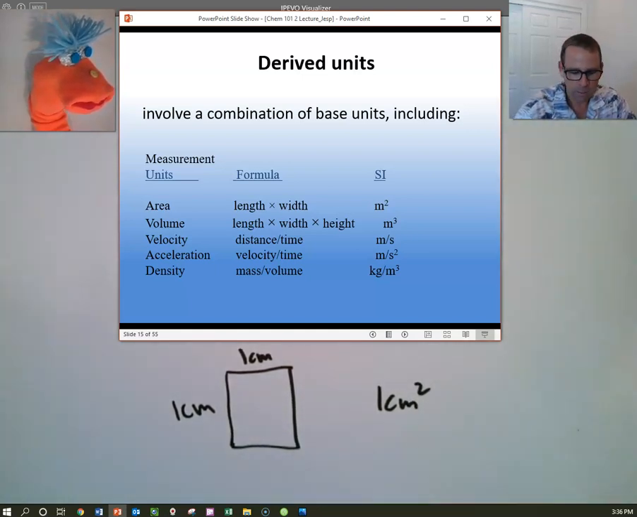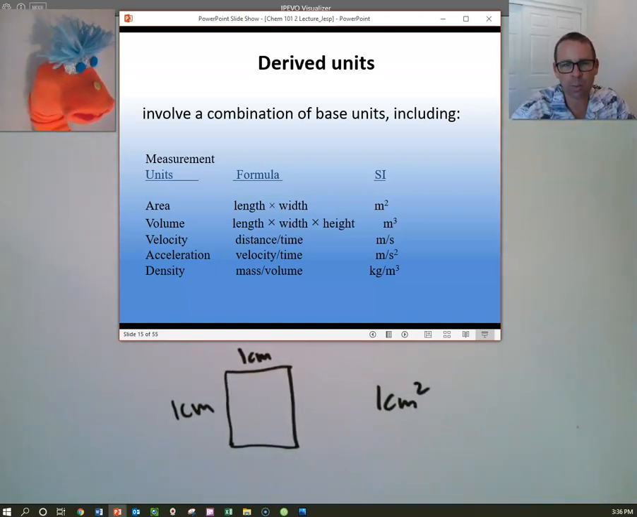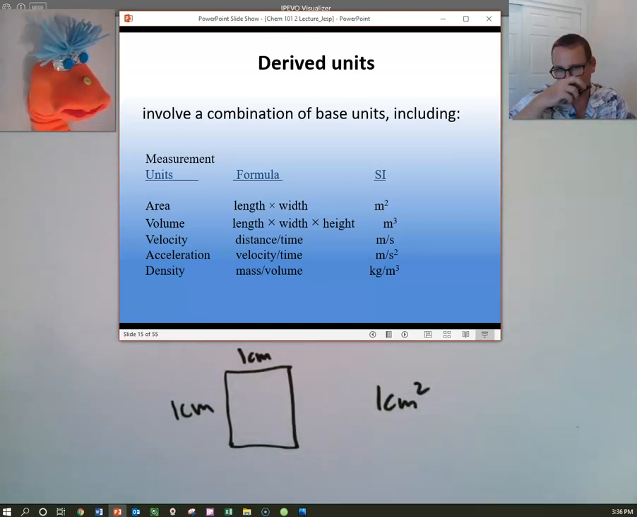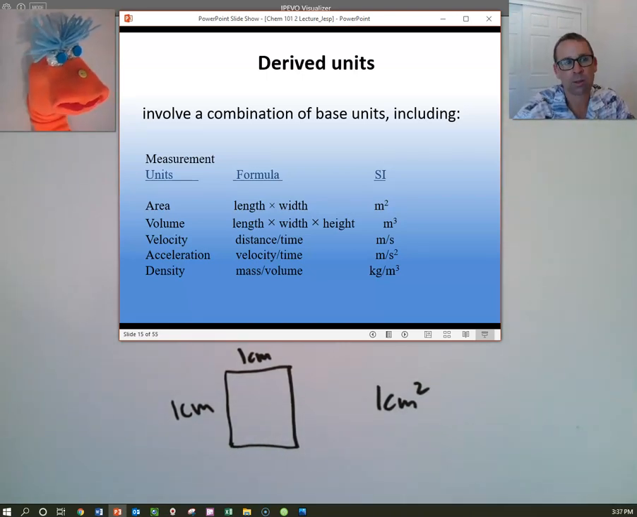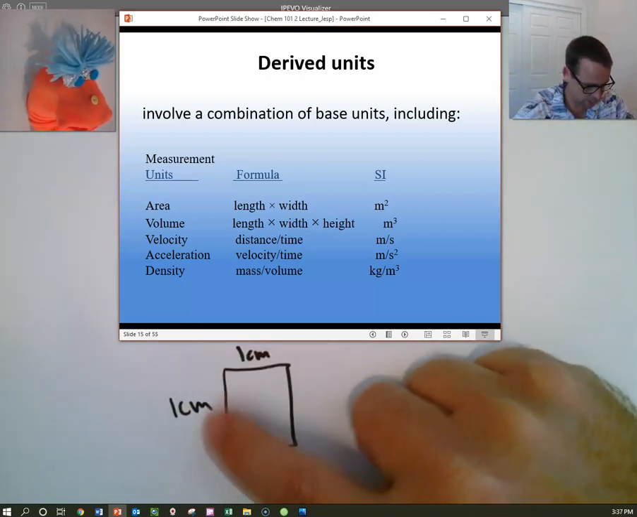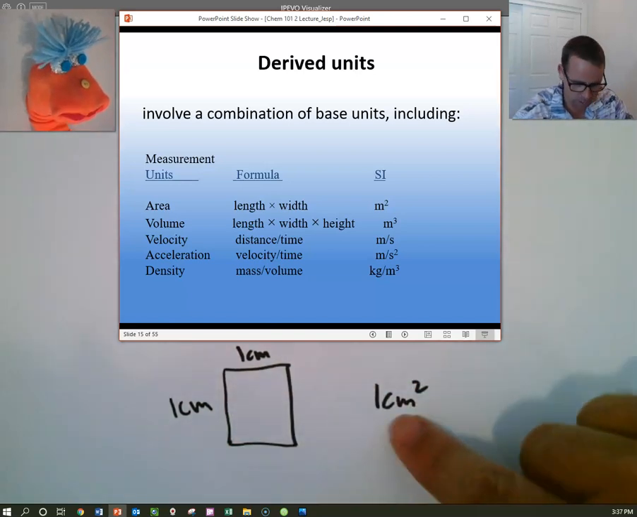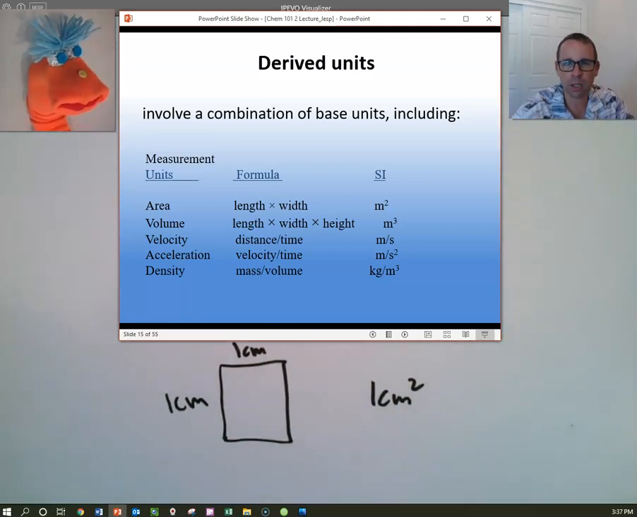And that area has slightly different units now, right? The centimeter squared are my new units. So I can derive units by performing math with the units. And just like I had to multiply the 1 and the 1 together, I have to make sure I multiplied the 2 centimeters together as well. So the math has to be done on the units as well.